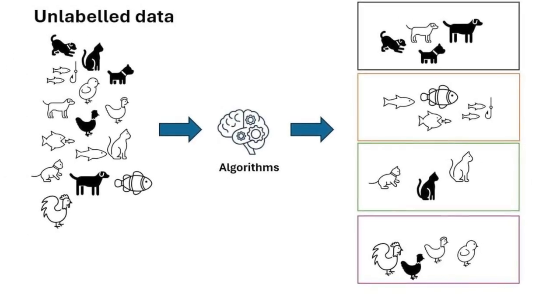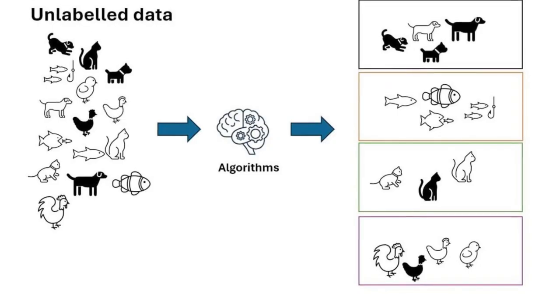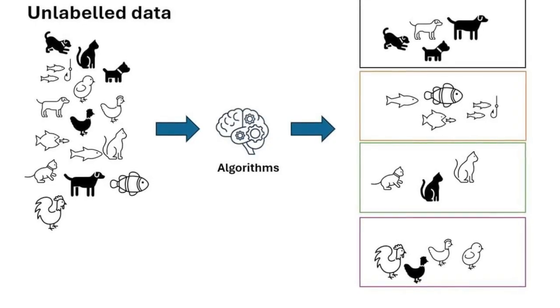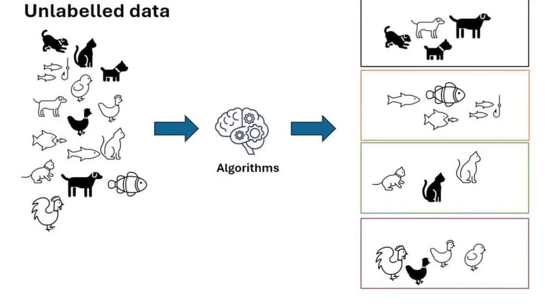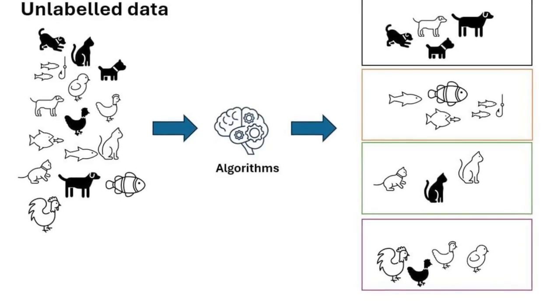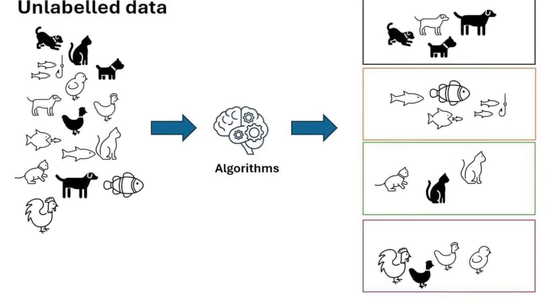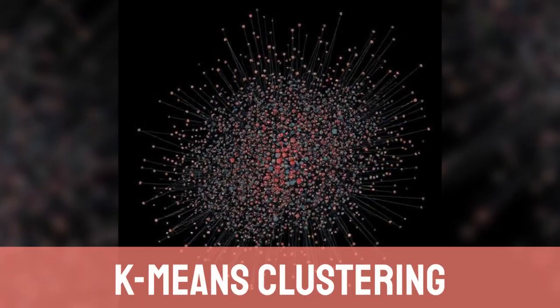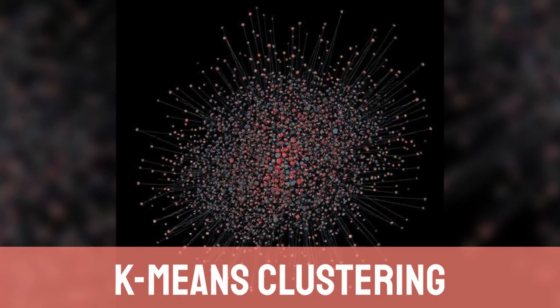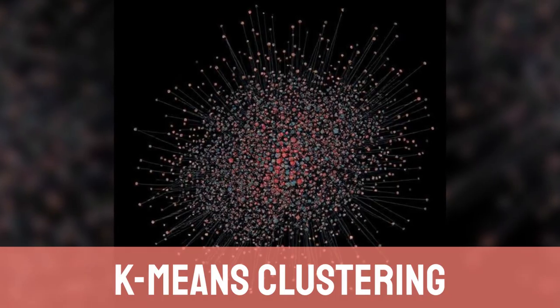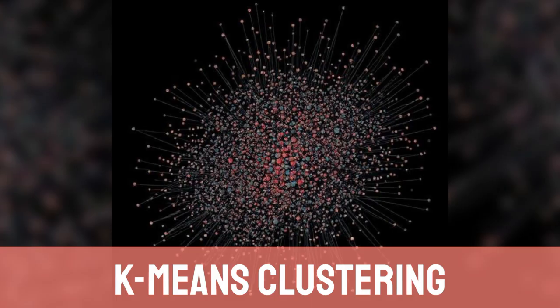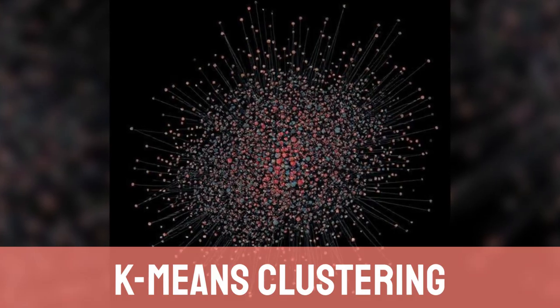Clustering. To recap, clustering is an unsupervised machine learning technique that groups similar data points into clusters. It works by finding patterns in unlabeled data on its own, without using any pre-existing labels to guide it. Several algorithms can be used for clustering, with k-means clustering being one of the most common. It consists of these steps.